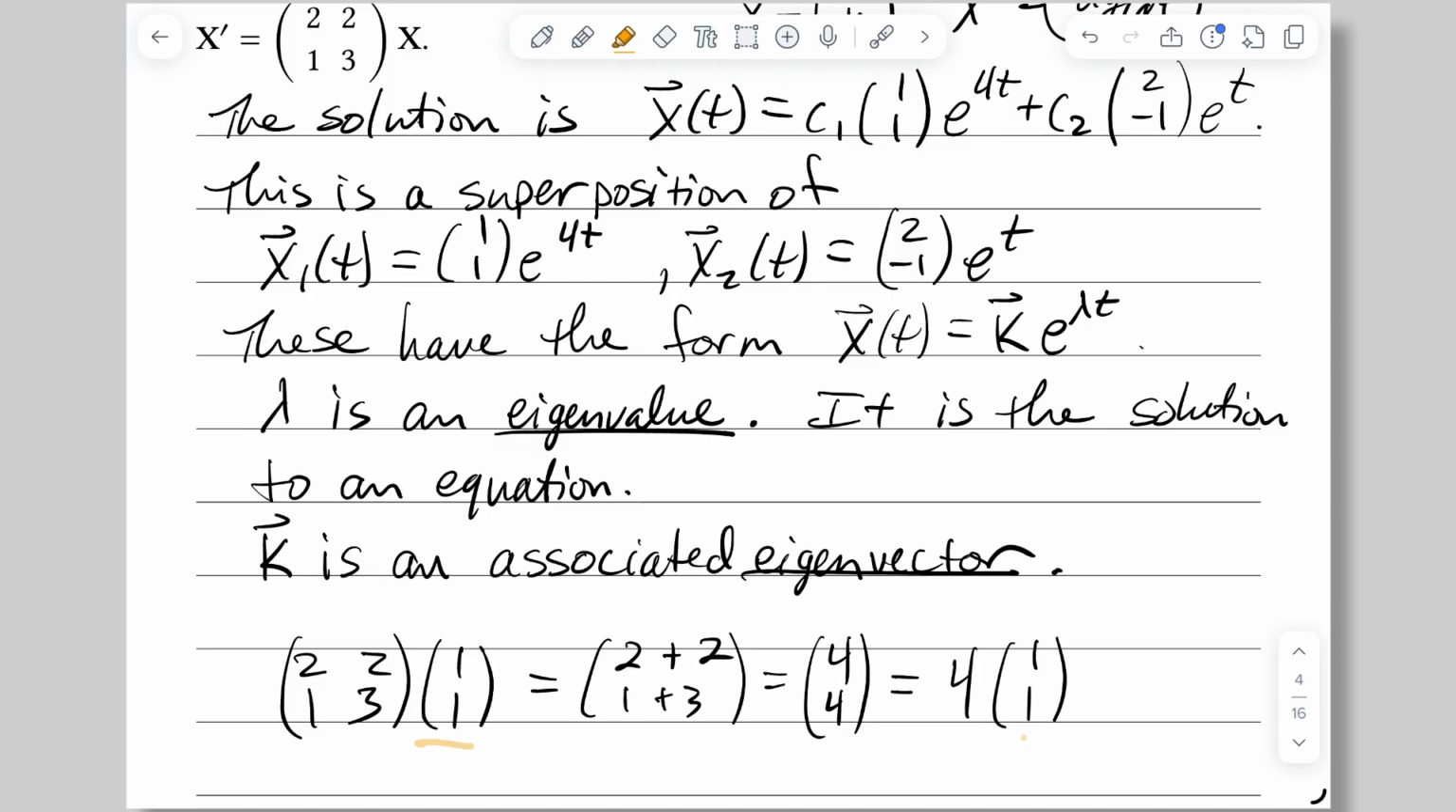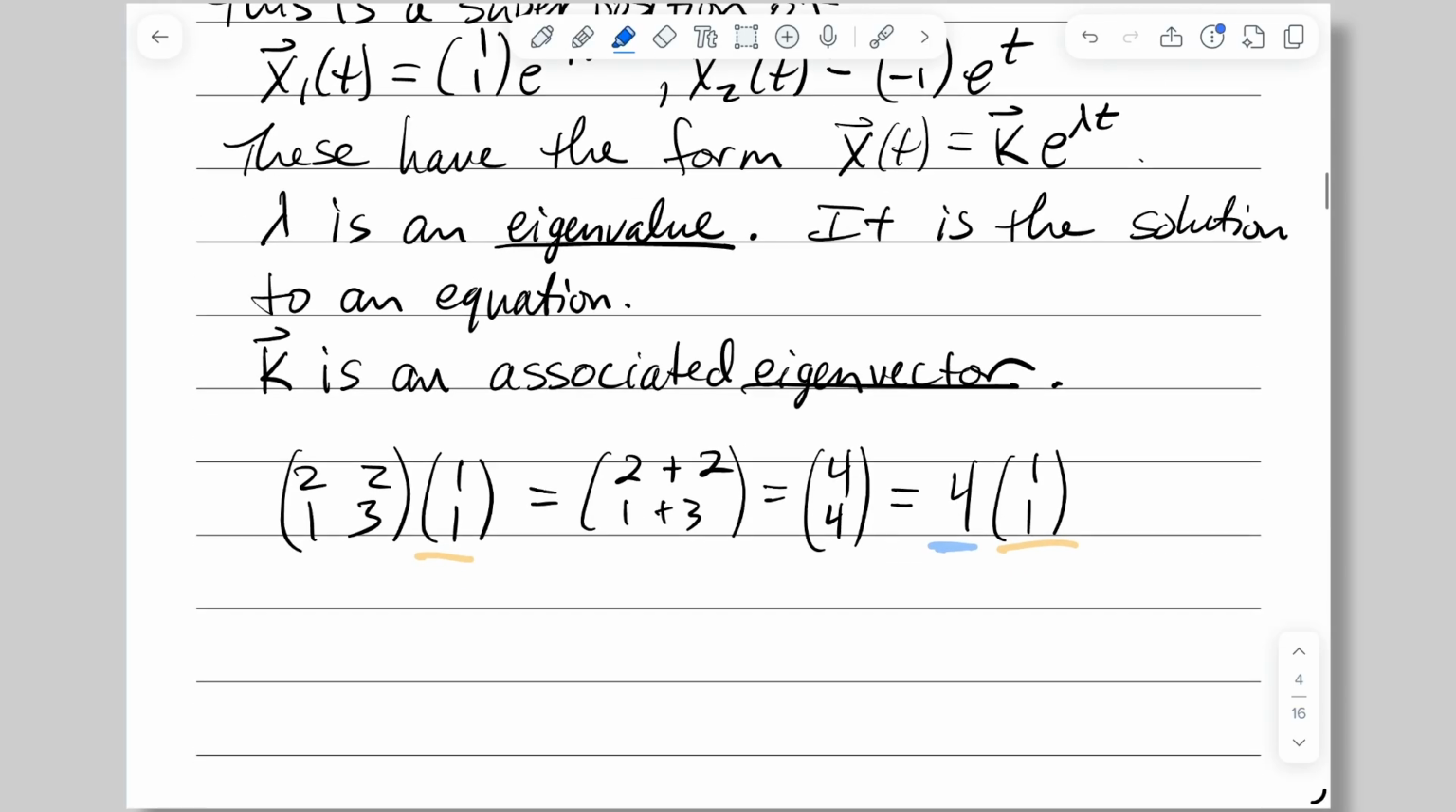The vector (1, 1) is the vector that we started with, and when we multiplied that by the matrix A, we ended up with a scalar multiple, 4 times the vector. Our equation then has the form AK equals lambda k. Multiplying the vector k by the matrix A gives the same result as multiplying that vector k by the number lambda. Lambda is an eigenvalue of the matrix A, and k is its associated eigenvector.